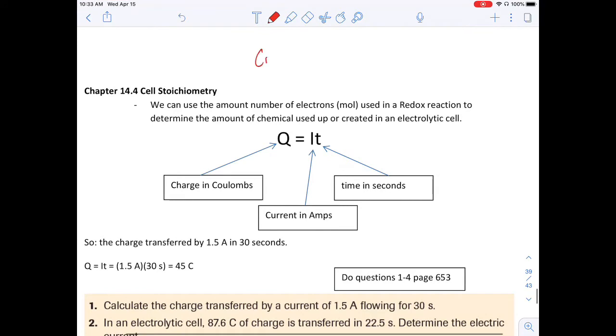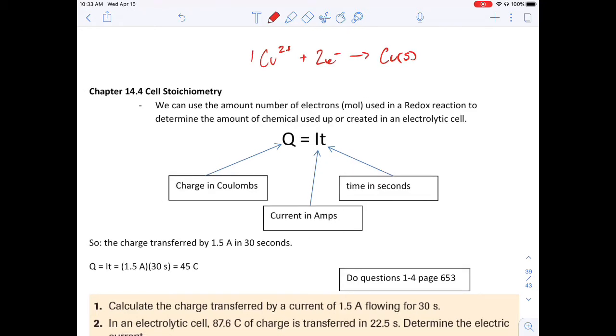One of the half reactions we're going to see is Cu2+ + 2 electrons makes copper solid. For doing these calculations, typically a half reaction is enough, and I think every example that I've seen uses half reactions. This tells you that 1 mole of copper ions and 2 moles of electrons makes 1 mole of copper. We can use the mole ratio between electrons and copper to calculate how much copper is plated out.